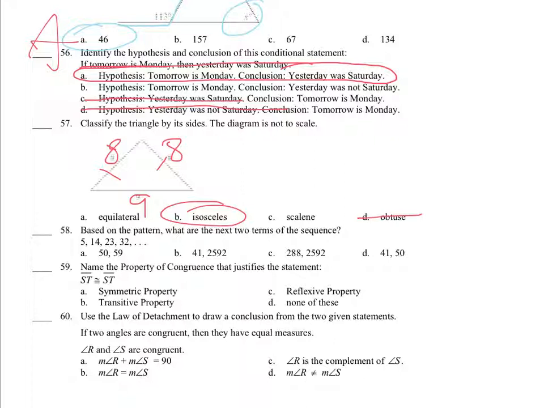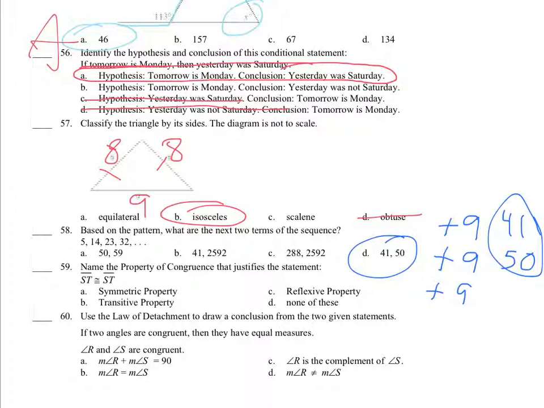Okay, based on the pattern, what are the next two terms in the sequence? Well, to go from 5 to 14, they added 9. To go from 14 to 23, they also added 9. And from 23 to 32, they added 9. So we're going to add 9 to 32, which is 41. And we're going to add 9 to that, which would be 50. So my answer is D.